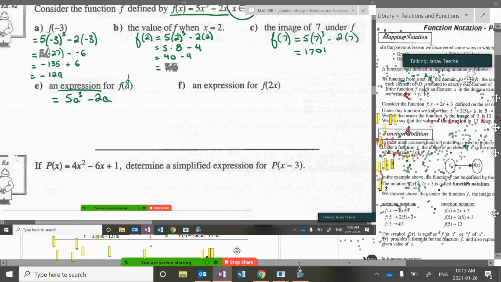An expression for f of 2x. Again, we're just subbing it in. You always have to simplify it though if you can. Go ahead, Andy. You can. So I could have rewritten it like this.